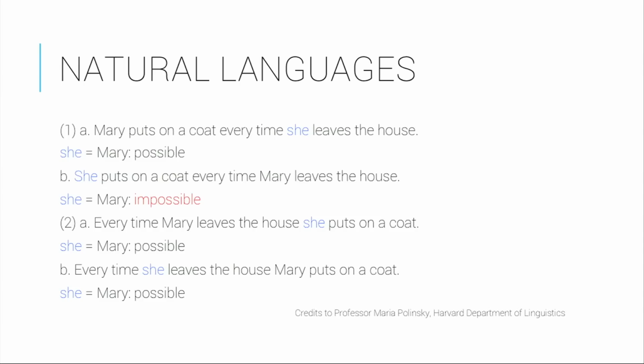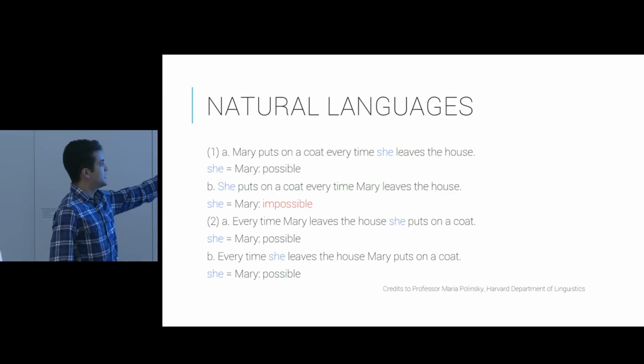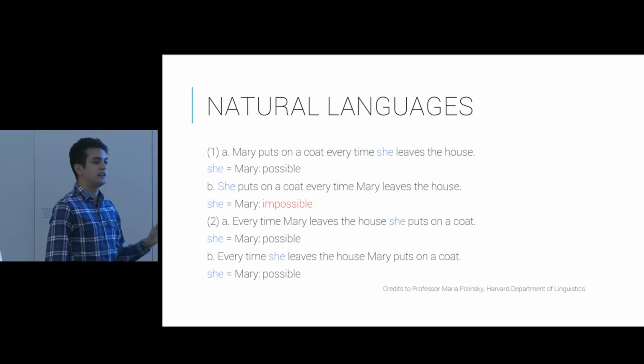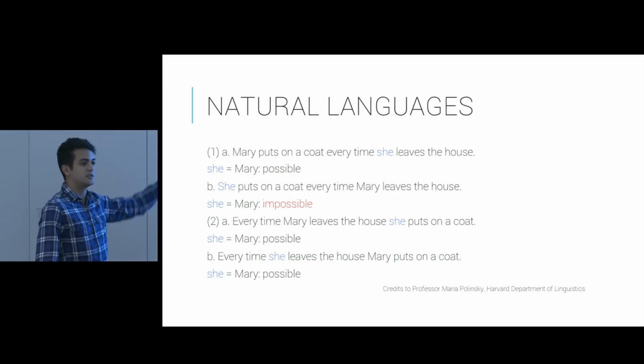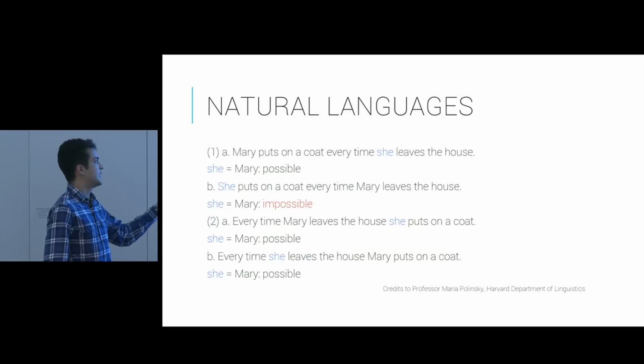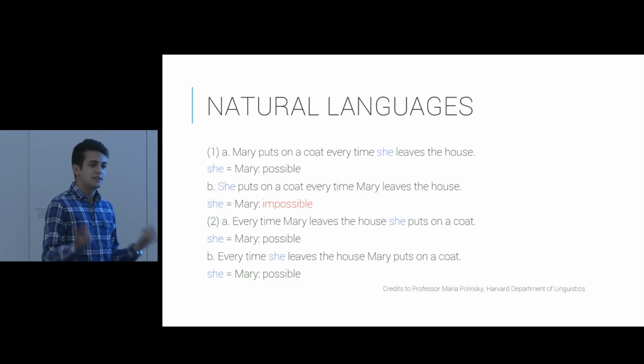So it's interesting because if you look at the sentences, for example, Mary puts on a coat every time she leaves the house. You know that in this case, it's possible to have the word "she" refer to Mary, right? You can say Mary puts on a coat every time Mary leaves the house. So that's fine. But then if you look at the sentence, "She puts on a coat every time Mary leaves the house," you know it's impossible to say that "she" is referring to Mary. There's no way of saying that Mary puts on a coat every time Mary leaves the house. So it's interesting because this is the kind of intuition that every native speaker has.